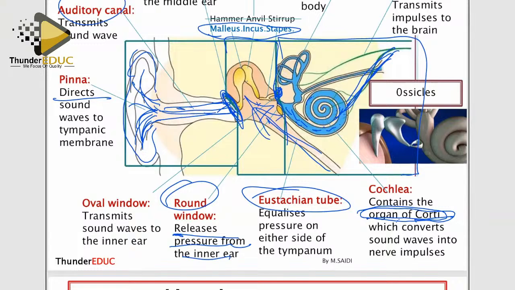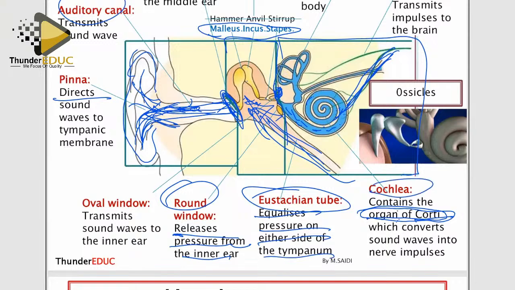Meaning that now the air is being sucked from this side. So once you open the mouth, the air will go through the Eustachian tube and make the air between the two sides of the membrane equal. And then that painful thing you feel in the ear will go. So that's the function of the Eustachian tube: to equalize pressure on either side of the tympanic membrane.